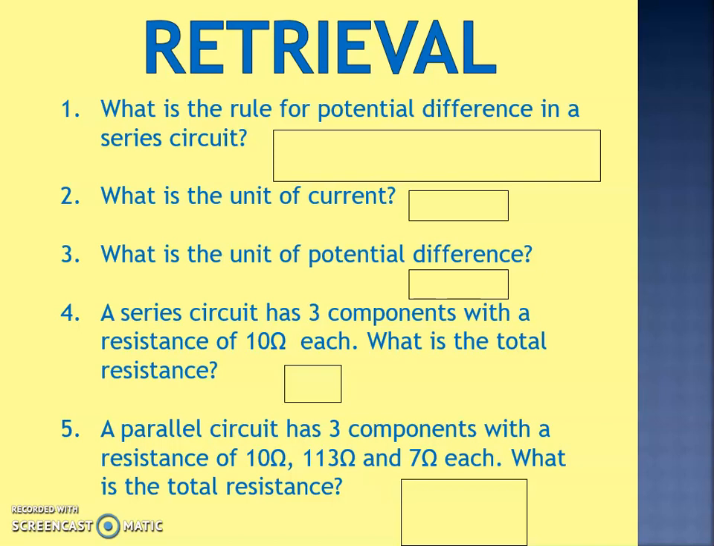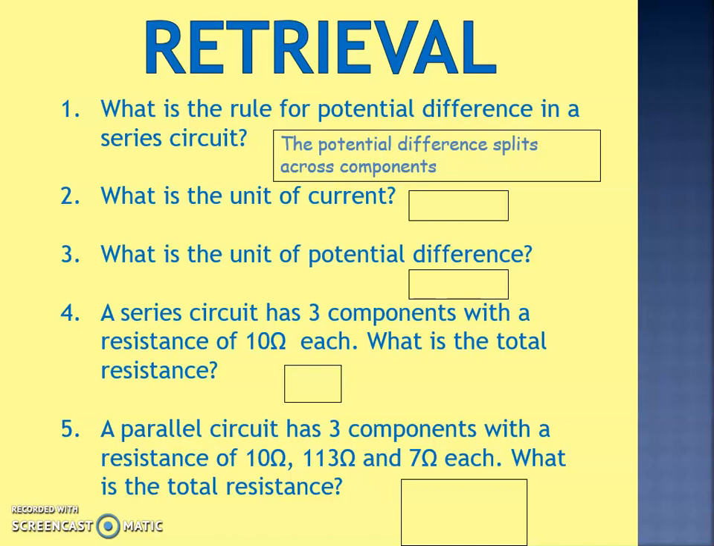Okay then, here's the answers. Question 1. What's the rule for potential difference in a series circuit? Well, the rule is the potential difference splits across the components. So if you've got a total potential difference of, say, 10 volts, and you've got 2 bulbs, each bulb will have 5 volts. It splits equally between them if they are the same resistance.